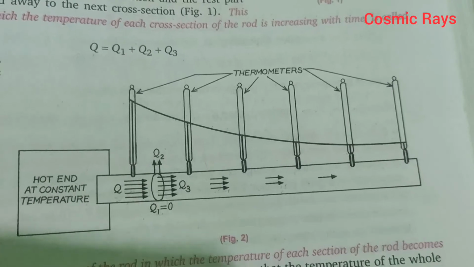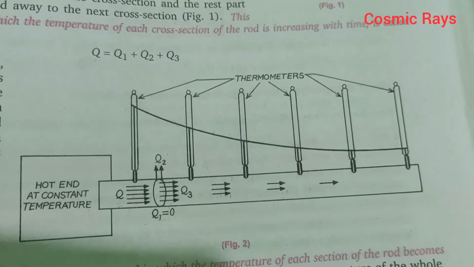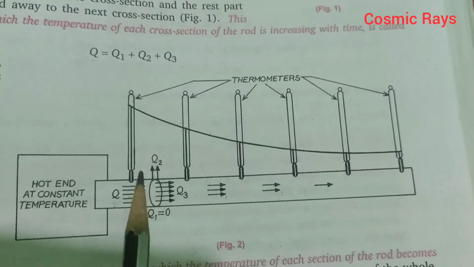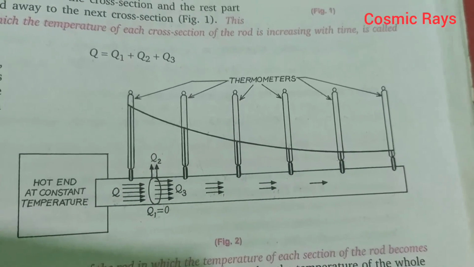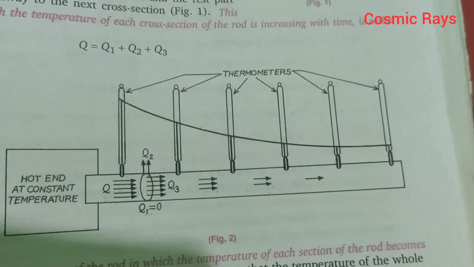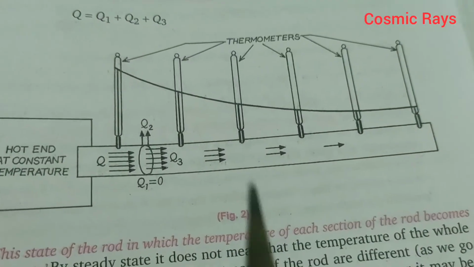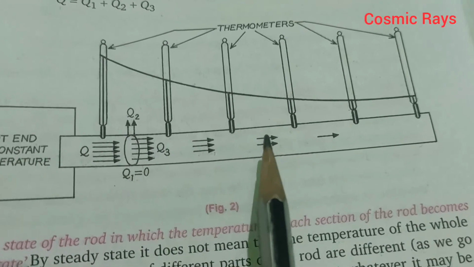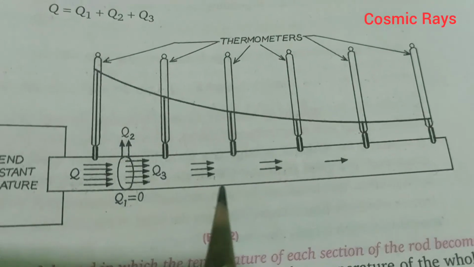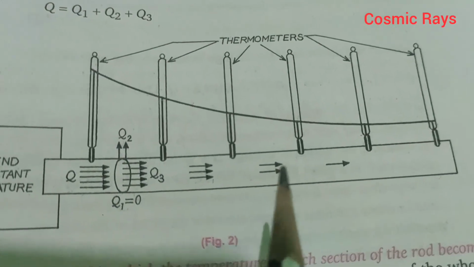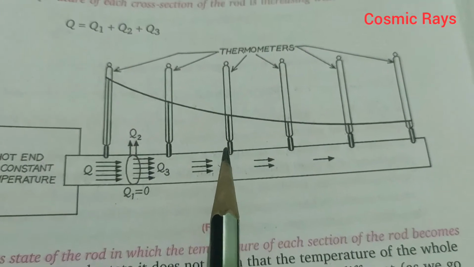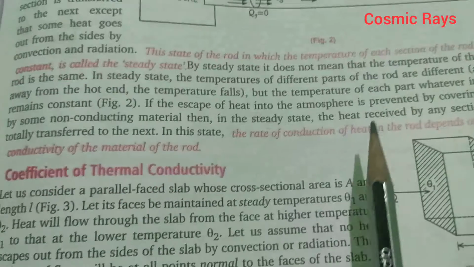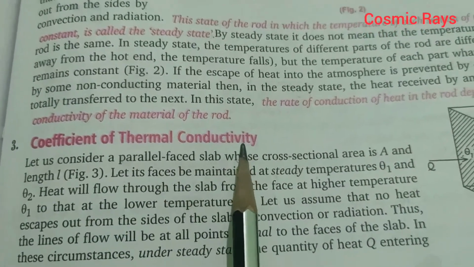In this state, the rate of conduction of heat in the rod will depend on the conductivity of the material of the rod, about which you have studied in class 10. Now the amount of heat which is being allowed by this metal rod is known as the conductivity or thermal conductivity. It means how much heat it can conduct, or how much heat it will allow to pass through it. Now we will try to find out the coefficient of thermal conductivity.